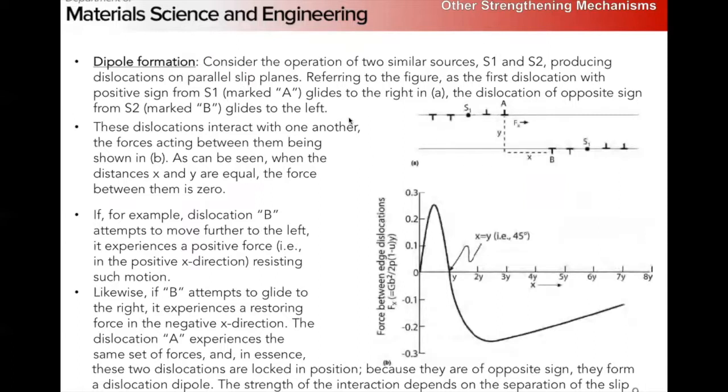The other mechanism that I want to stress is dipole formation. So imagine now we have two sources, one out here and one off the screen this way, and they're pumping out dislocations of opposite signs. So these dislocations, here's the source. These dislocations are coming this way. Here's the other source. These dislocations are coming this way, right? So if these sources were on the same slip plane, these dislocations are of opposite sign, right? So they would just be attracted and annihilate and disappear.